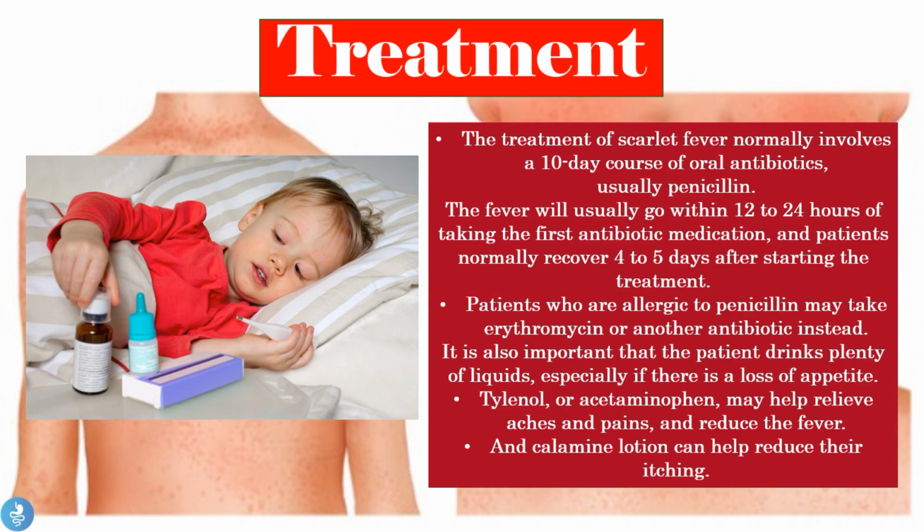The treatment of scarlet fever. The treatment of scarlet fever normally involves a 10-day course of oral antibiotics, usually penicillin. The fever will usually go away within 12 to 24 hours of taking the first antibiotic medication, and patients normally recover 4 to 5 days after starting the treatment. Patients who are allergic to penicillin may take erythromycin or another antibiotic instead. It is also important that the patient drinks plenty of liquids, especially if there is a loss of appetite, because we don't want these patients to go into dehydration.